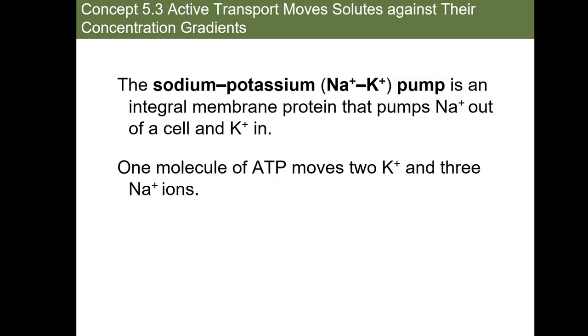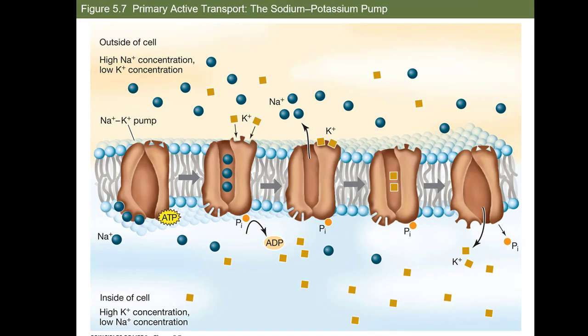So the sodium-potassium pump is an integral membrane protein that pumps sodium out of a cell and potassium in. One molecule of ATP moves 2 potassium and 3 sodium ions. So here we have outside of the cell, there is a high sodium and low potassium concentration.